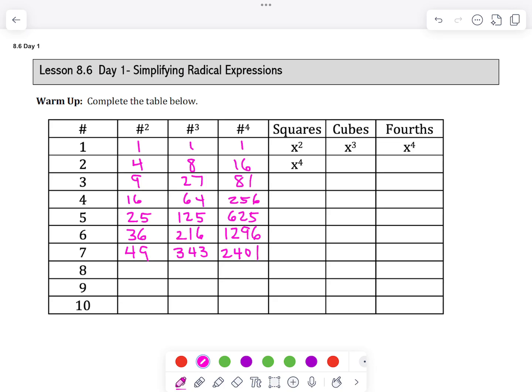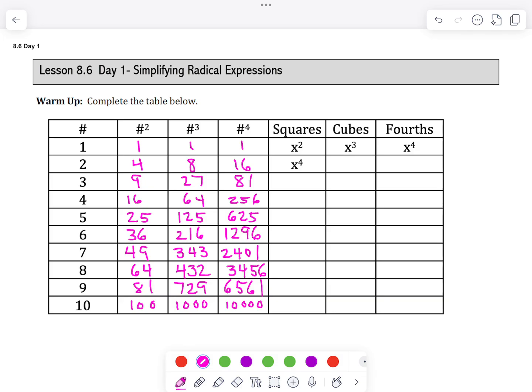2,401. 8 squared is 64. 8 cubed is 512. 8 to the 4th power is 4,096. 9 squared is 81. 9 cubed is 729. 9 to the 4th power is 6,561. 10 times 10 is 100. 10 cubed is 1,000. 10 to the 4th power is 10,000.